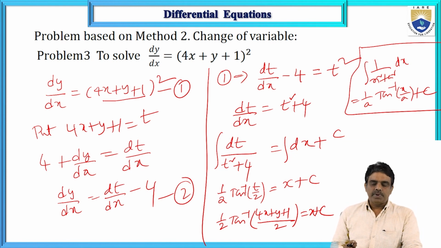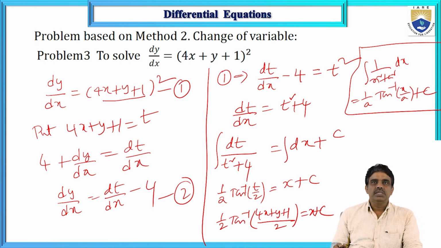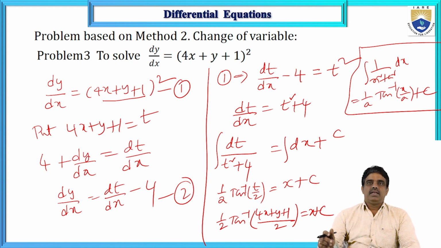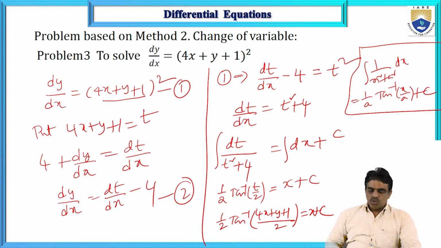So the last three problems are converted into variable separable form by using a simple substitution, and they can be solved very easily. So this is model 1 of the solution of differential equations of first order and first degree, variable separable form. In the next model, we are going to see the homogeneous equations.